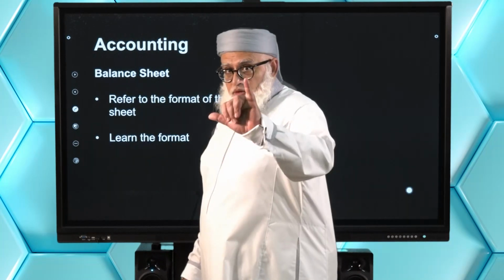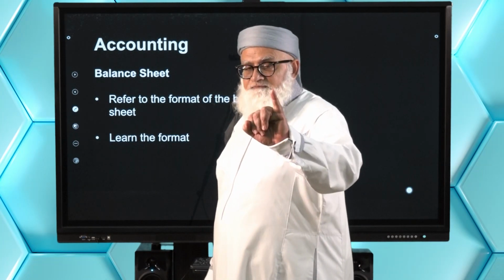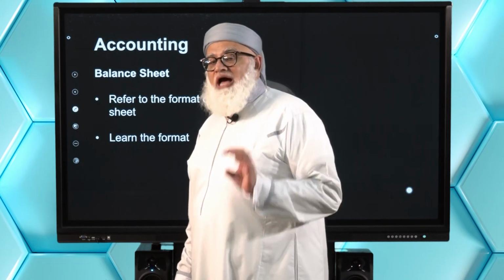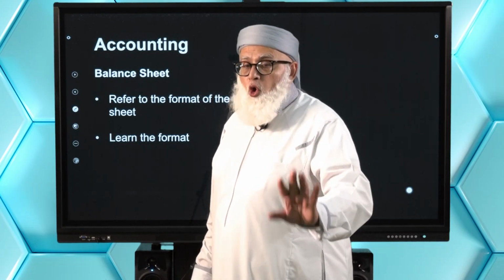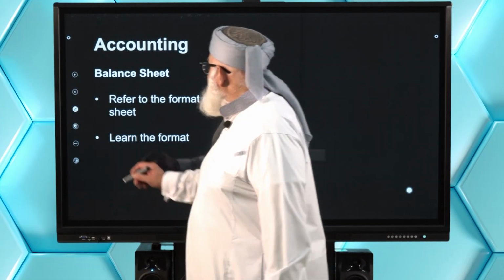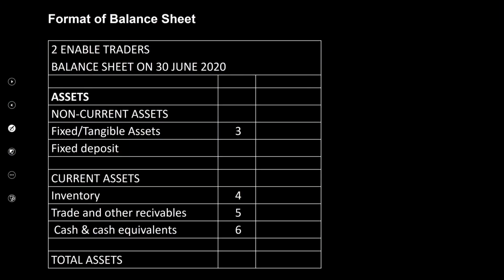So, remember, learn the format. Also, if certain notes are not asked for, then show all calculations on the face of the balance sheet. For example, let's start off with the face of the balance sheet. What do we have? You start off with your non-current assets, right? Remember we did note number 3, which was my tangible assets. I bring in my tangible assets, okay? I then bring in my financial asset, which is my fixed deposit.